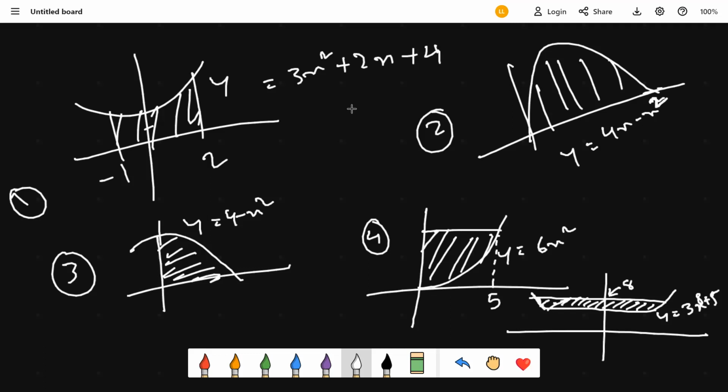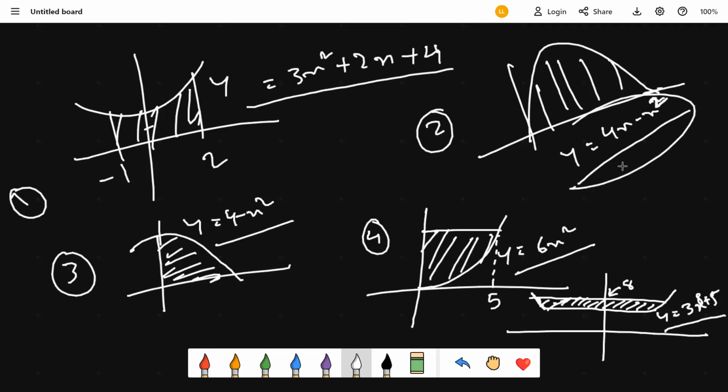So I'm again saying the expressions here. This is y equals 3x squared plus 2x plus 4. This is y equals 4x minus x squared. This is y equals 4 minus x squared. This is y equals 6x squared. And this is y equals 3 times x to the power 8 plus 5. And this is 4x minus x squared, and this is just 4 minus x squared.